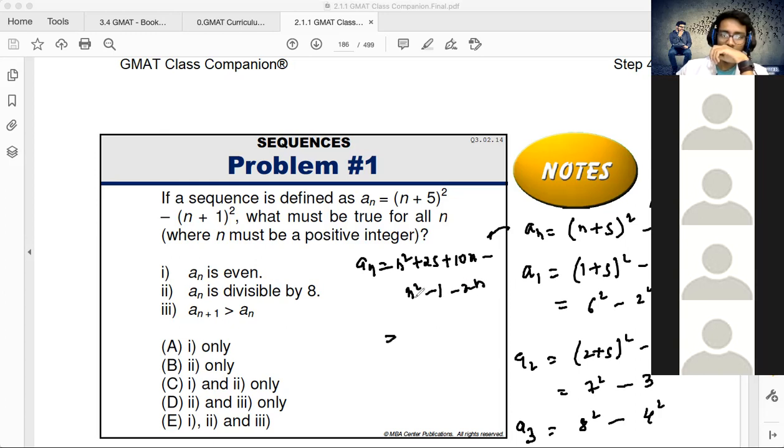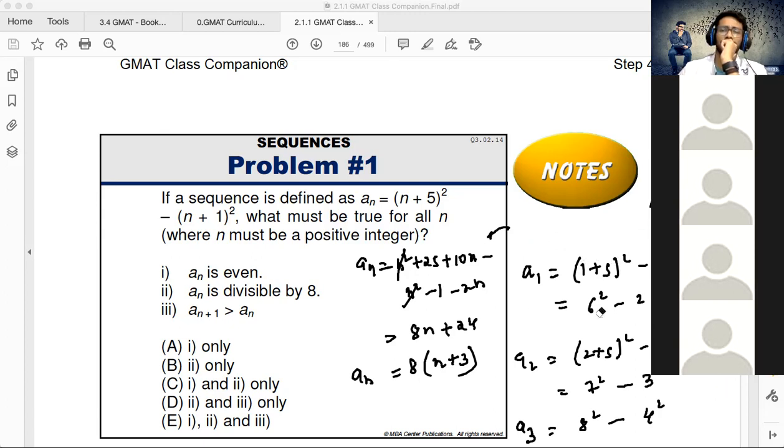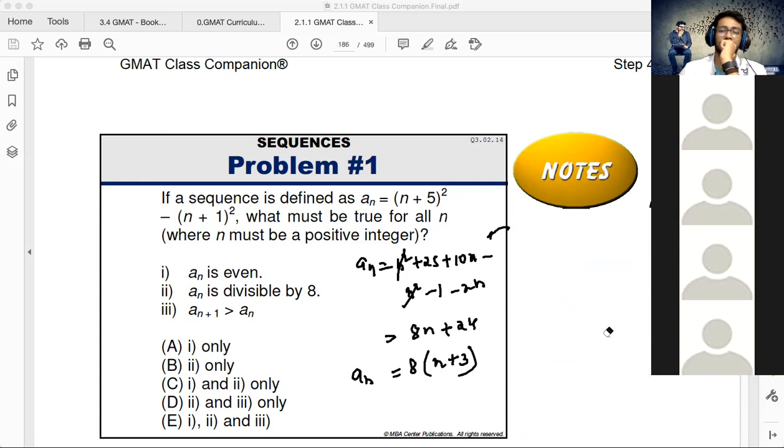N square cancels. 10n minus 2n is 8n. 25 minus 1 is 24. So it's divisible by 8. Correct? 8 into n plus 3. Simple. I have solved it, so no need to solve by the other way. Simply subtract and then do. The first option is true, because if we put any value for n, 1, 2, 3, 4, it's a multiple of 8. So 1 and 2 are correct.